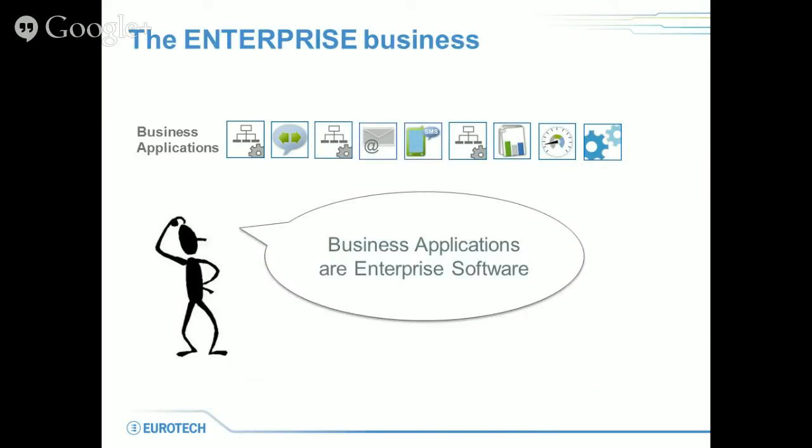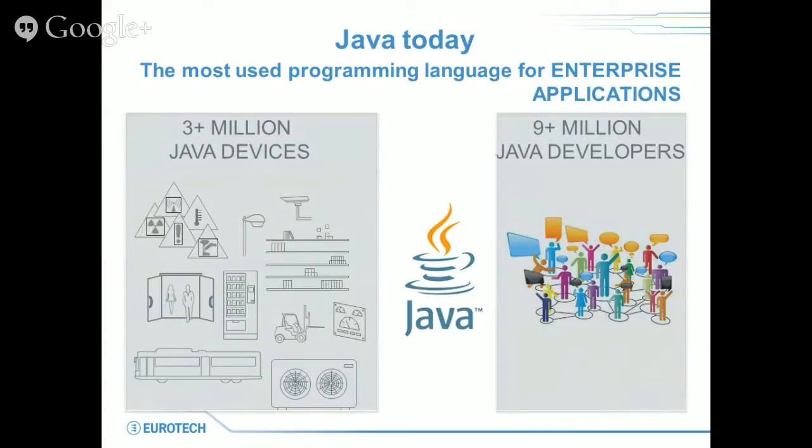And when we speak about business applications, then we are in the enterprise business. And these software applications are enterprise software, and they are developed with enterprise technologies and with enterprise architectures, which are different from the standard and traditional embedded applications and embedded technologies and embedded architectures. But we see today that Java is the most used programming language for enterprise applications. There are more than 9 million Java developers out there. That is absolutely the largest ever community of software programmers.